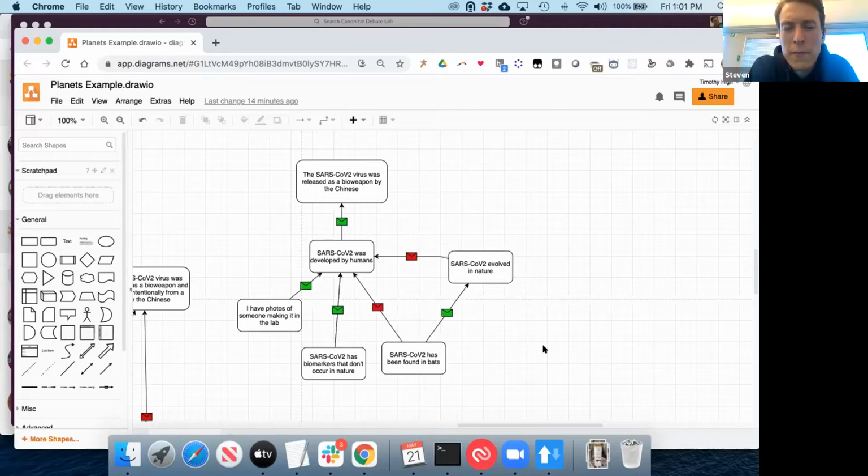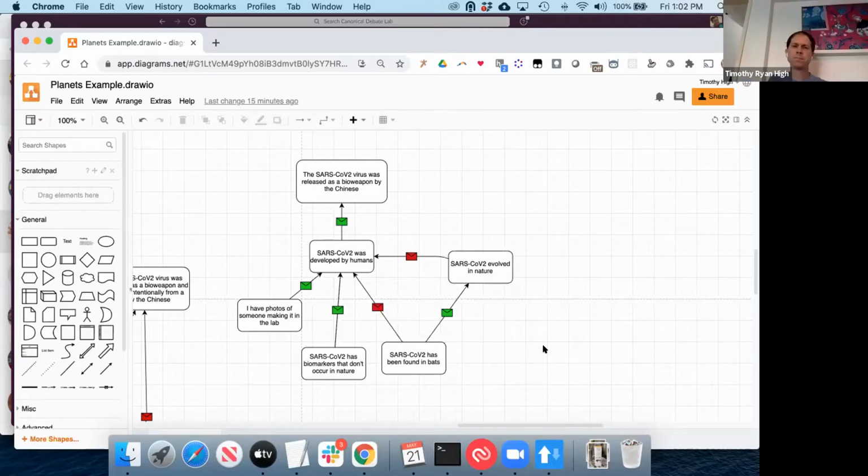I mean, by the way, Timothy, I must say, even on a layer 2, I would disagree that the best place to put photos of someone making it in the lab would be under "by humans", because it's a less direct argument. I find the premise you've hidden underneath that one, because you like it, you think it's about a structuring. I don't think it is, concretely in this example.